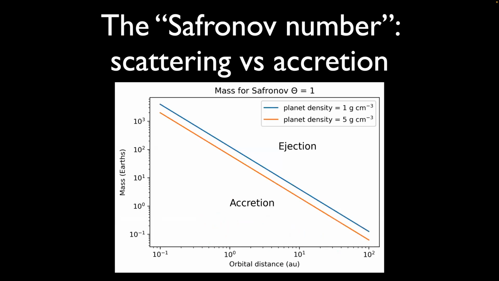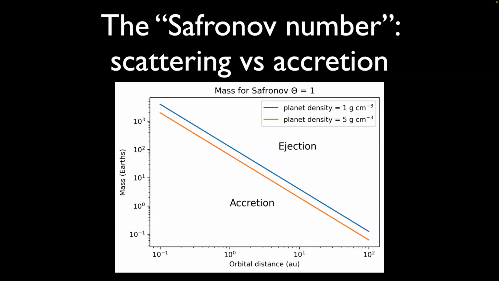I made this little plot last night. It's analogous to a plot that Eve showed earlier. Basically, these are Safronov equals 1 curves for 2 different densities of planets. In the upper right, it's easy to eject things, and in the lower left, it's hard to eject things, and so you end up having accretion rather than scattering.